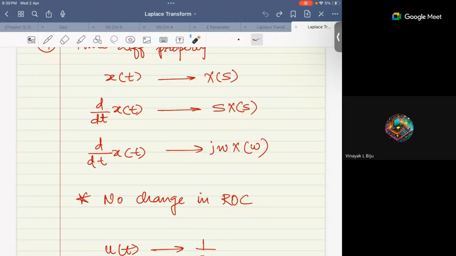Okay, so till now we have covered four properties. After reading all the properties, we'll try to solve some of the questions also.